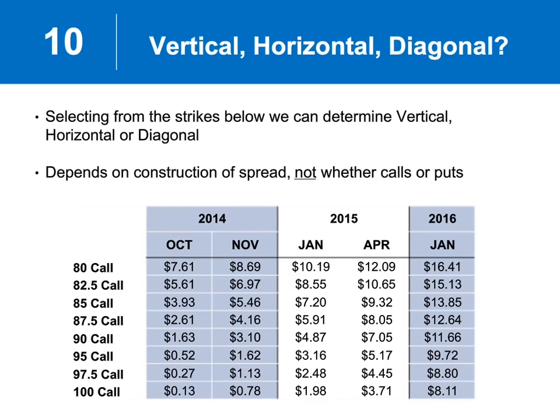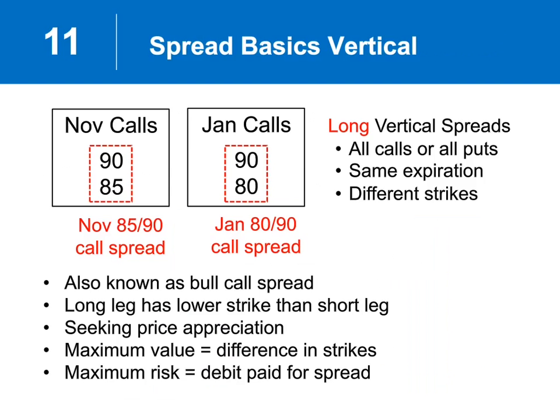Spreads are generally classified as vertical, horizontal, or diagonal. It's a popular way to classify spreads. With a vertical spread, the long leg and short legs expire in the same month. They have the same expiration date. Any of the call options that might expire in November 2014 could be used to construct a vertical spread.